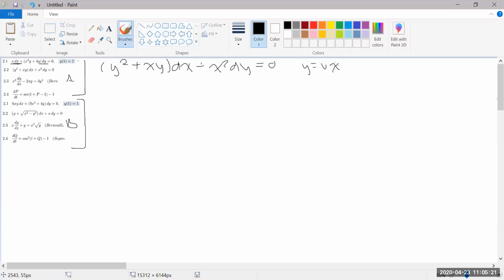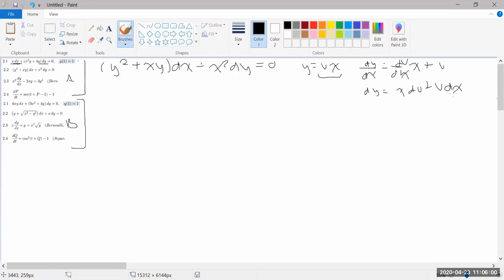Okay, so if y equals ux, then dy/dx equals the derivative with respect to x of this. Using your product rule, you will get du/dx times x, plus u. You multiply by your dx, and you get dy equals x du plus u dx. That'll be the same every time, so if you just want to memorize it, that's fine.